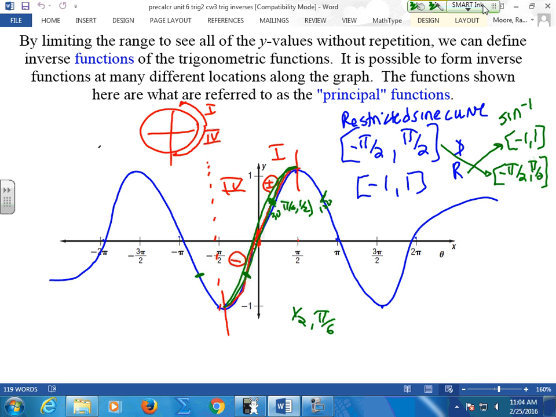Pi is 3.14. Pi over 2 is 1.57, I think it is. 1.5 something. If I need to get to 1/2, this is 1.5. My 1/2 is probably over here somewhere. And my pi over 6, I have to divide this by 3.14. So it'll be like 0.5 something. It would be over here. So this is why I struggle with graphing these as well.